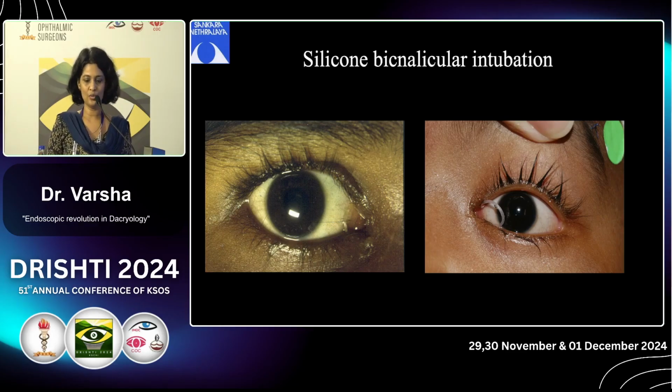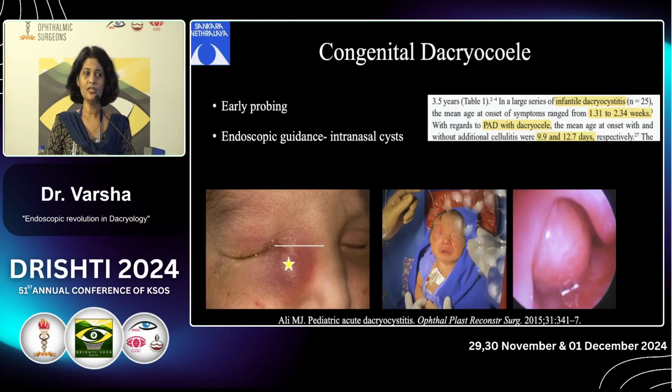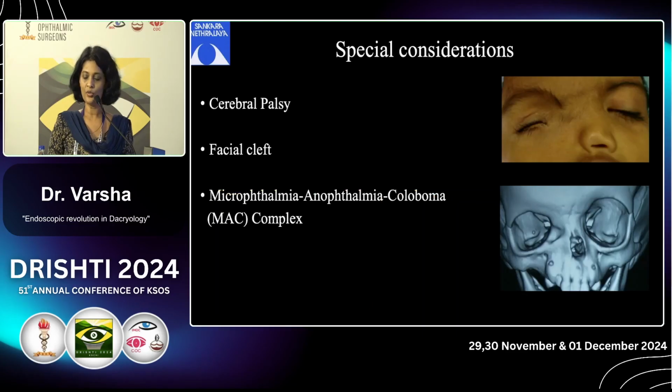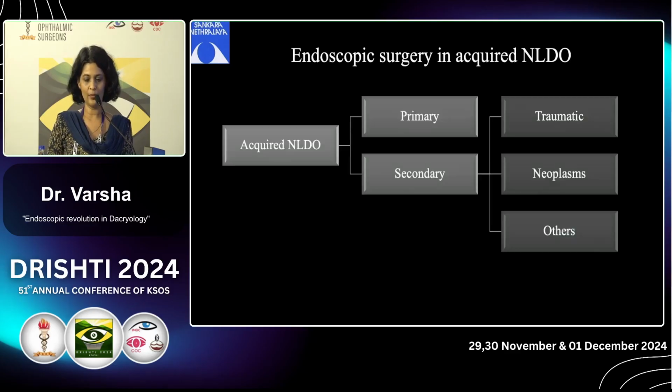The option is to the surgeon. So the endoscope has a specific role, especially in congenital dacryocele, because there can be intranasal cysts. Then you need to marsupialize the cyst as well. Also in other cases like facial clefts, cerebral palsy patients and so on, we need to use the endoscope.